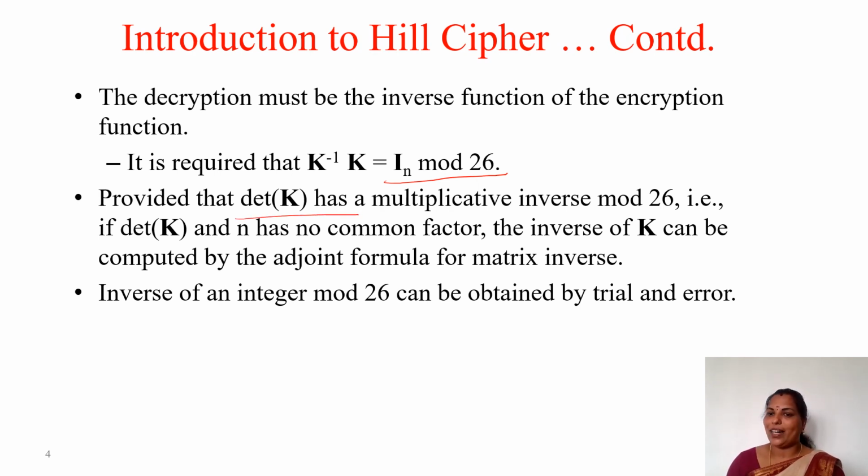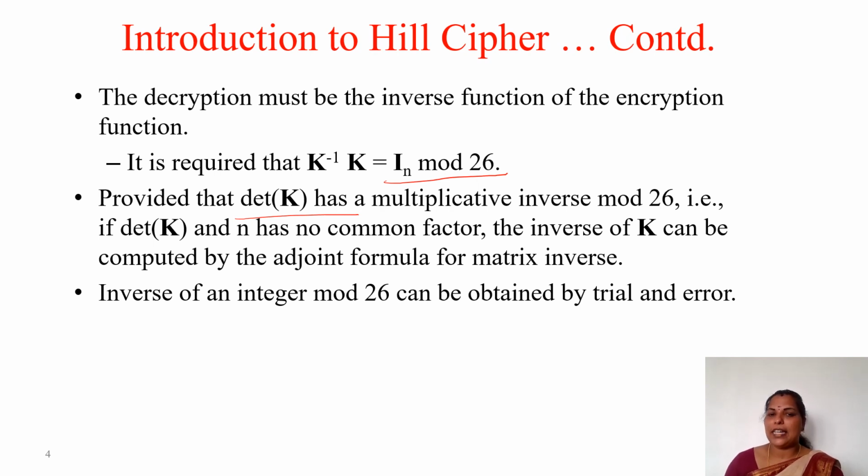The inverse of a matrix exists only if the determinant of K has a multiplicative inverse mod 26. That is, if det K and 26 have no common factor, the inverse of K can be computed by the adjoint formula for matrix inverse. Please go through the inverse operation in matrices. For 2 cross 2 and 3 cross 3 it is enough; beyond that we are not going to look into it. Nowadays many inverse calculators are available online, so you can use them, but you have to know how to compute the inverse of a matrix.